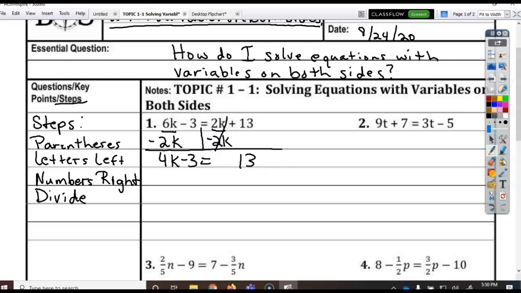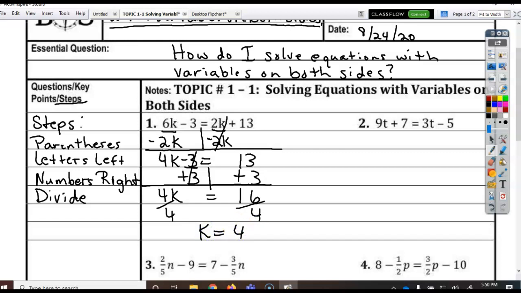Right, now the next step is numbers to the right. Well, here's a number without a variable, so I'm going to have to change its sign, add 3. Whatever I do to one side, I have to do to the other. Again, the reason to do that is so that that would be 0, so those cross out, and I have 4k equals 16. Very last step is to divide, so I'm going to divide by 4, and my k is 4.